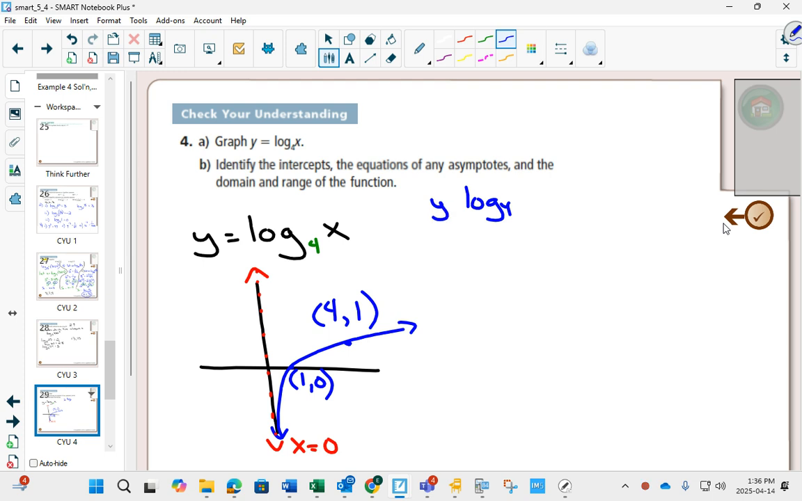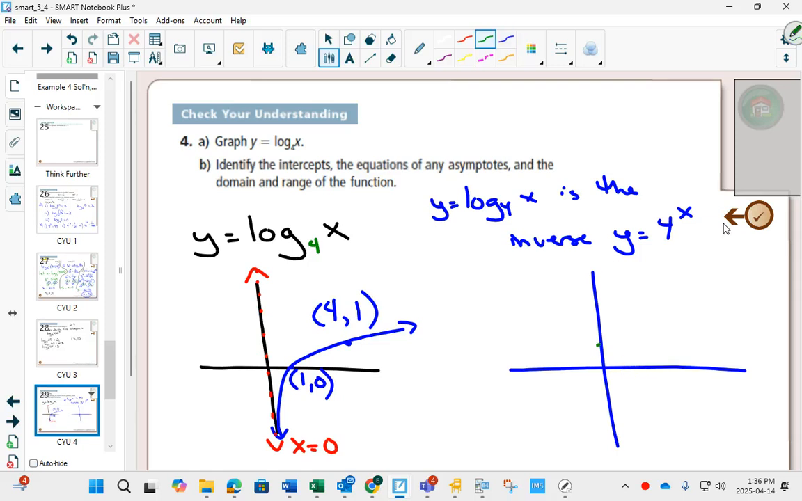But for now, logs are the inverses of exponentials. So if I have log base 4 of x, it's the inverse of y equals 4 to the x, and the graph of y equals 4 to the x, well, every exponential graph goes through (0, 1) and (1, its base), and has an asymptote at y equals 0. And its shape looks like this.